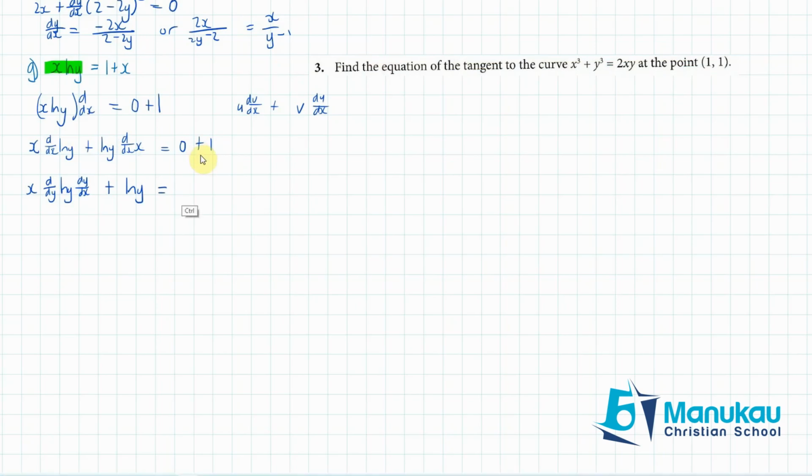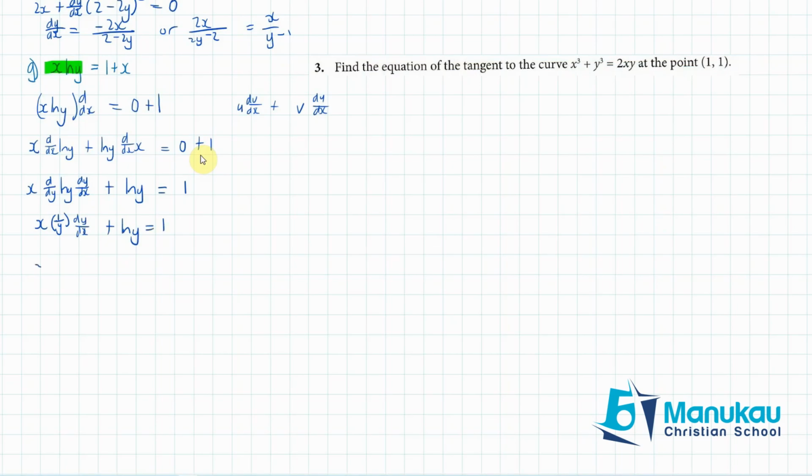And then I can just have on this side a 1. Now let's look at this nasty looking thing here. Well, when we differentiate ln y, we get 1 over y, so it's going to be x times 1 over y, and then dy dx plus ln y equals 1.